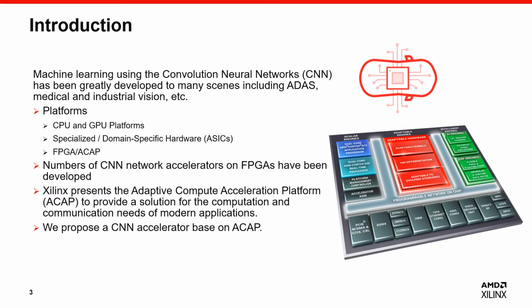Compared with CPU and GPU, FPGA has the advantages of low latency and low power consumption, and the programmability makes FPGA more flexible than the ASIC. Engineers have developed a large number of CNN network accelerators on FPGAs. Xilinx presents a new class of reconfigurable devices called the ACAP to provide a solution for the computation needs of modern applications. We propose a CNN accelerator based on ACAP.